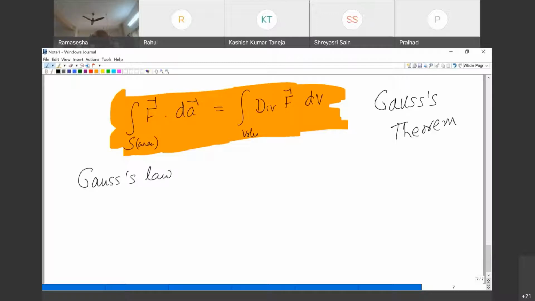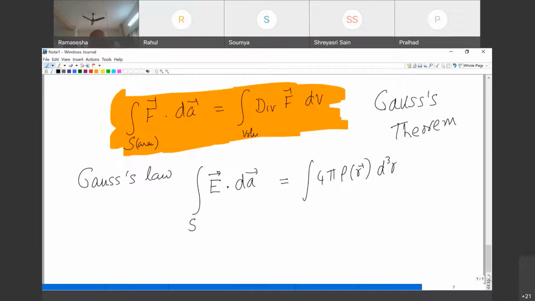Like Coulomb's law, you have Gauss's law. What is Gauss's law? Supposing I give a closed surface, and then I calculate the electric field E dot dA, this integral over a closed surface, and this is equal to charge by epsilon. Is this equal to 4 pi times the integral of rho of r times d cubed r?